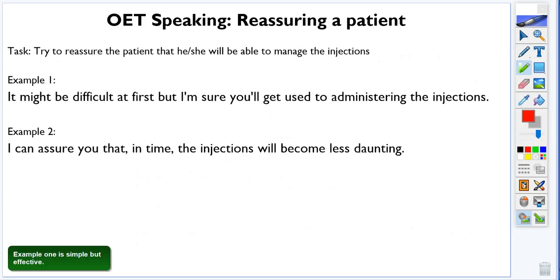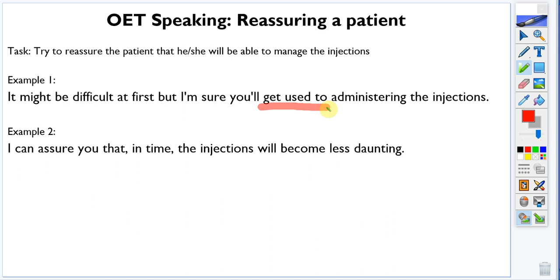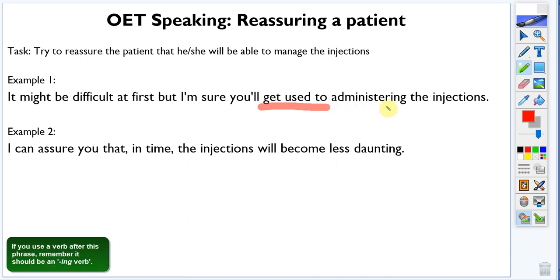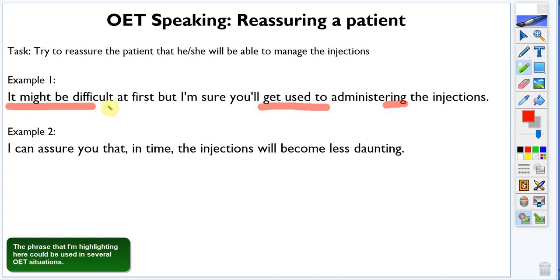Example 1 is simple but effective. When we get used to something, it means that we become familiar or comfortable with something, so that it is no longer unusual or surprising. If you use a verb after this phrase, remember it should be an ing verb. The phrase that I'm highlighting here could be used in several OET situations.